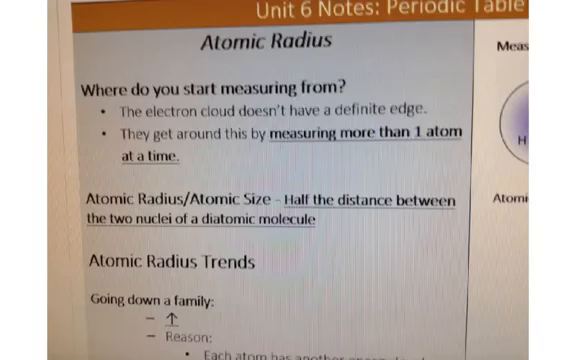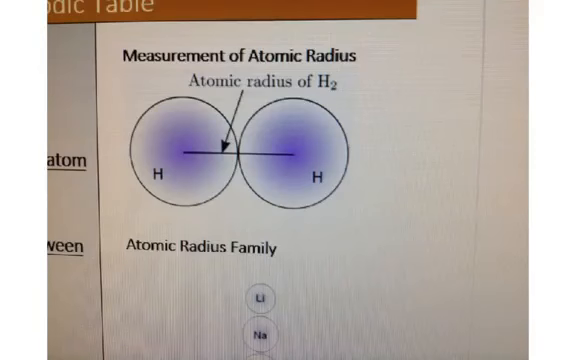Same thing occurs with an atom. So what they ended up doing is they take half the distance between the two nuclei of a diatomic molecule. I think it's easiest to understand by a visual. What they do is they find two nuclei, which are the nucleus, measure that distance, and then just divide it by 2. That is defined as the atomic radius of whatever element you are talking about. In this case, we would be talking about hydrogen.